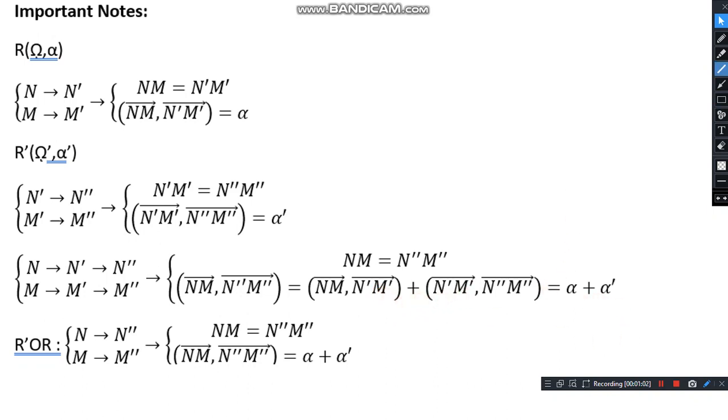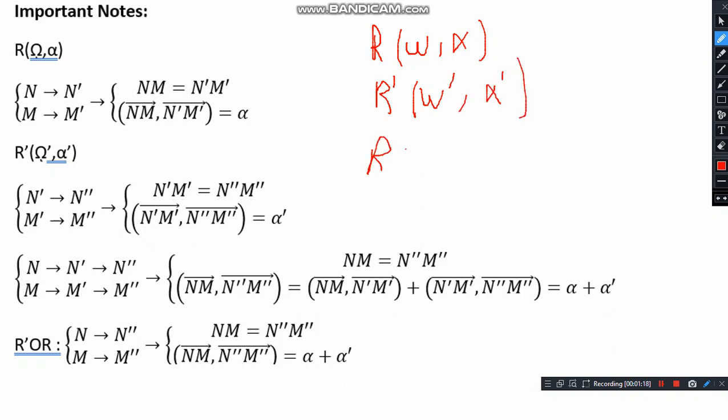What does it mean? It means if you have a rotation of center, for example, omega and angle alpha, and another rotation of center omega prime and angle alpha prime, then R prime rho R is a rotation of a new center you will find, but the angle will be alpha plus alpha prime. And if alpha and alpha prime are opposite, we have an inverse rotation, so we don't have any more rotation.